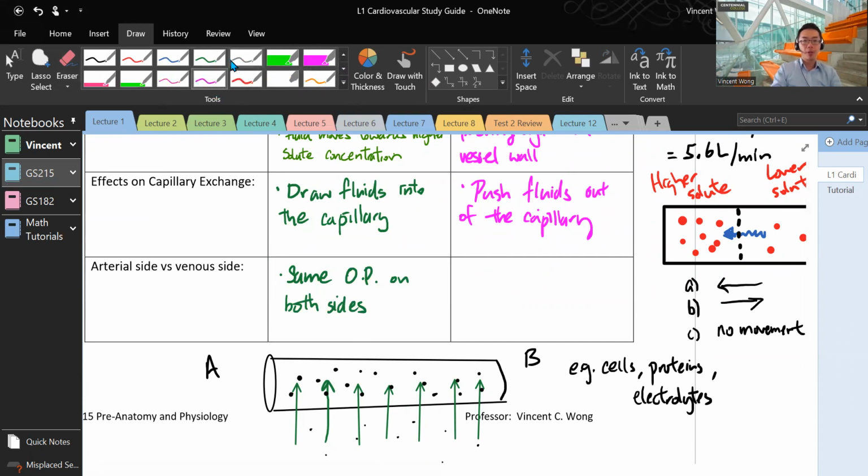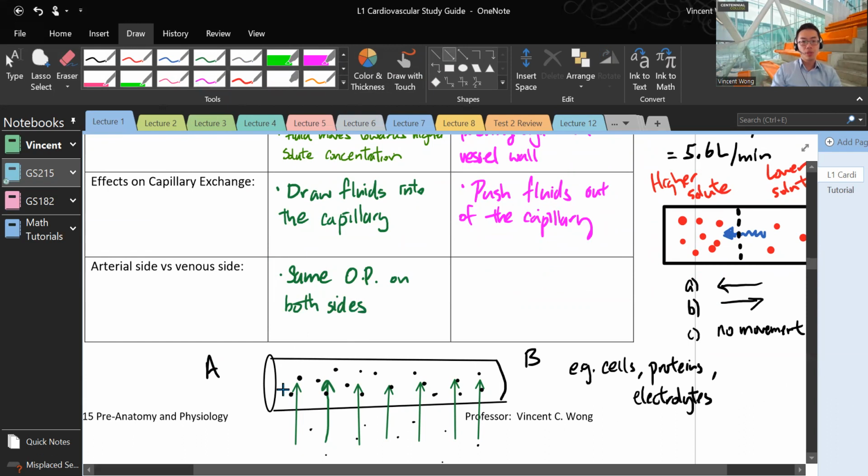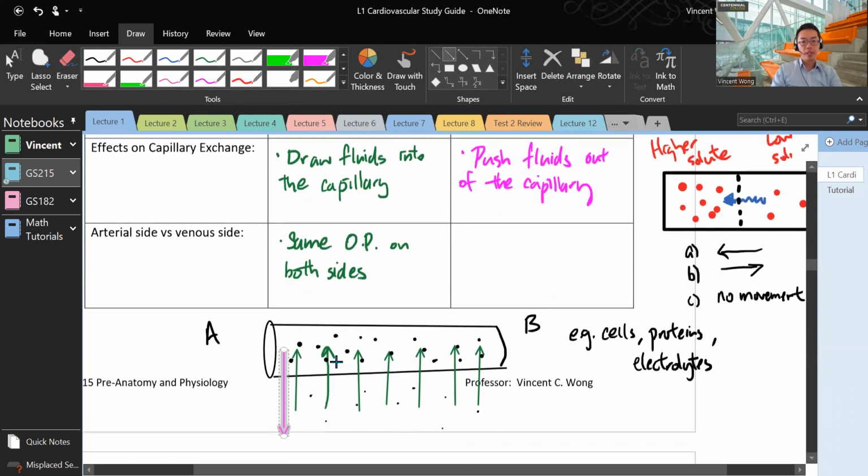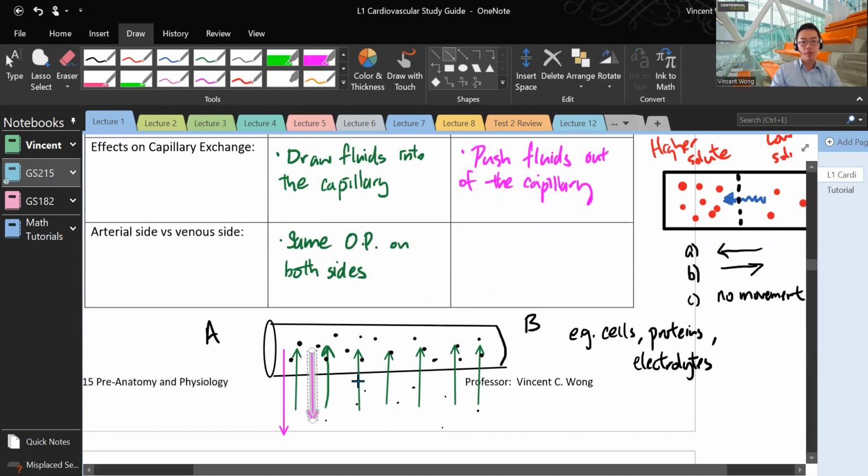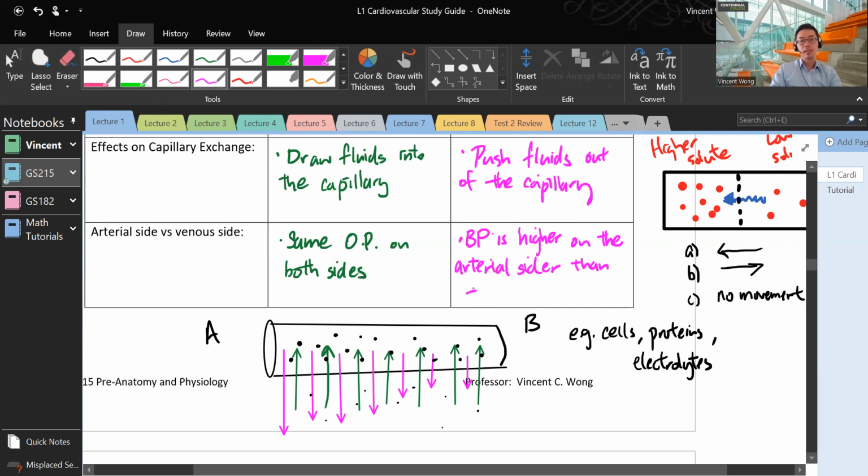Whereas for the blood pressure, the closer you are to the artery, to the heart, the higher it is going to be, right? Okay, so you're going to have all these blood pressure arrows, but as you go towards the venous side, it's going to decrease. So BP is higher on the arterial side than the venous side. Okay.